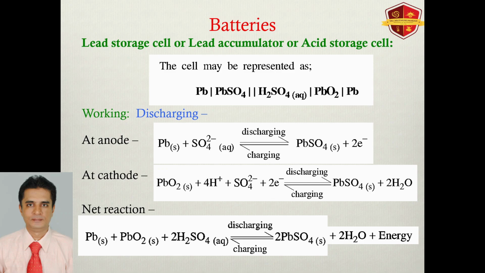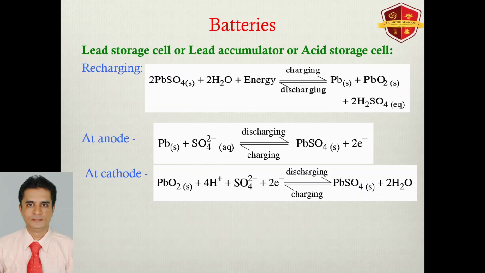The cell may be represented as lead, lead sulfate, double bar, sulfuric acid as electrolyte, lead oxide and lead. At the anode, lead is oxidized. At the cathode, lead oxide is reduced. Lead storage cell recharging: lead sulfate plus water with energy on charging gives lead, lead oxide and sulfuric acid. It is reversed on discharging, which gives energy, water and lead sulfate.